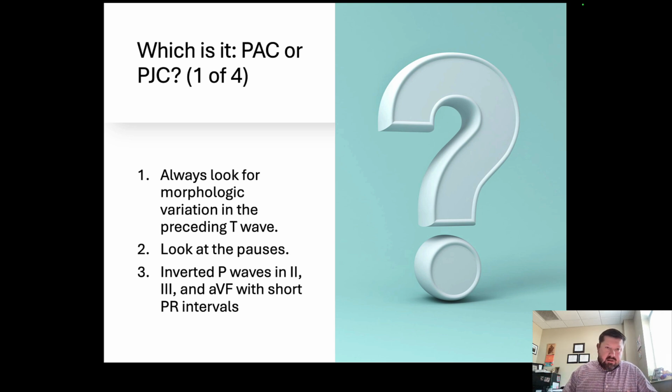Look at the pauses. Look for inverted P waves, and if you've got a 12 lead, one of the objectives is to determine why it's important for us to have other lead views when we're looking at these arrhythmias. But when you have a 12 lead, or if you just take a look in leads 2, 3, and aVF, you'll see inverted P waves, oftentimes with short PR intervals.